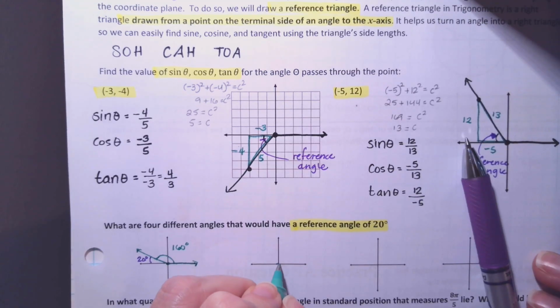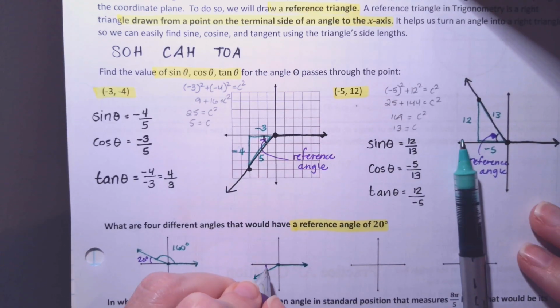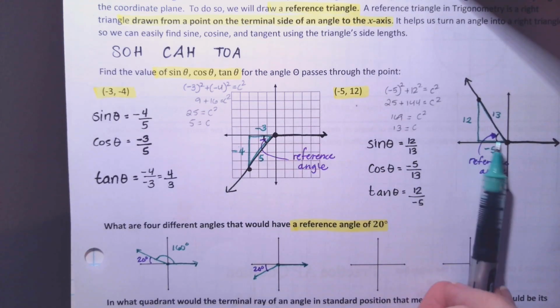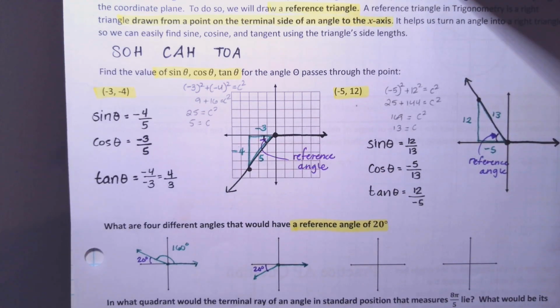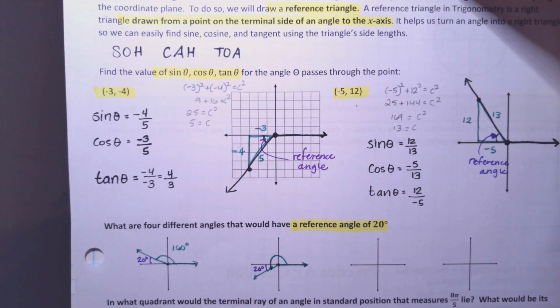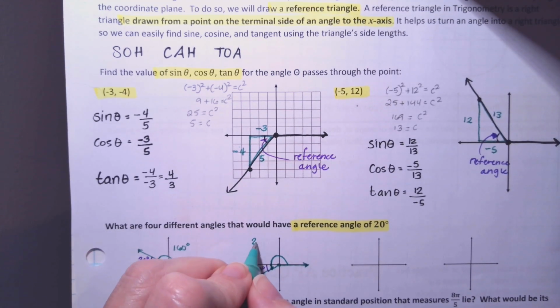Another one, if we draw it in standard position, say the terminal ray ended up in the third quadrant. So say this was the 20-degree angle right here. That's our 20-degree reference angle. Well, the actual angle that would produce a 20-degree reference angle comes all the way over here and continues down. So that would be 180 degrees plus 20 degrees more, which would be 200 degrees.